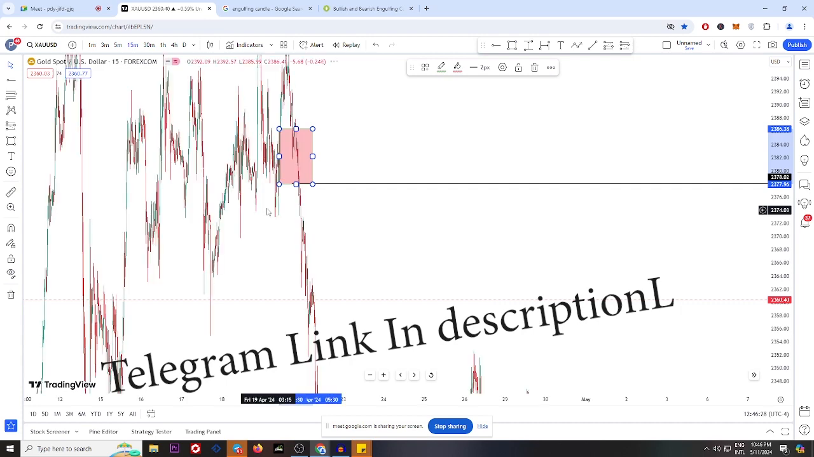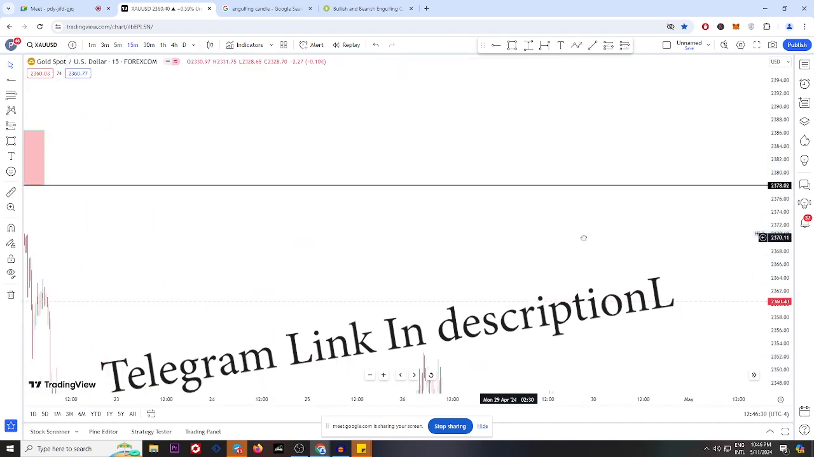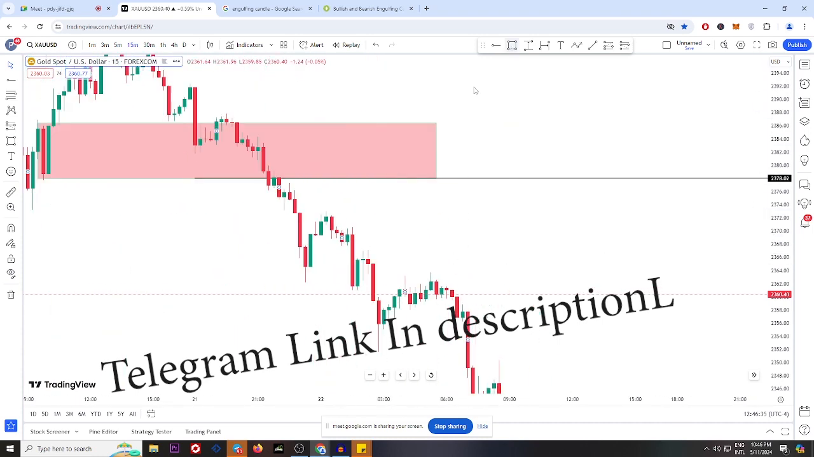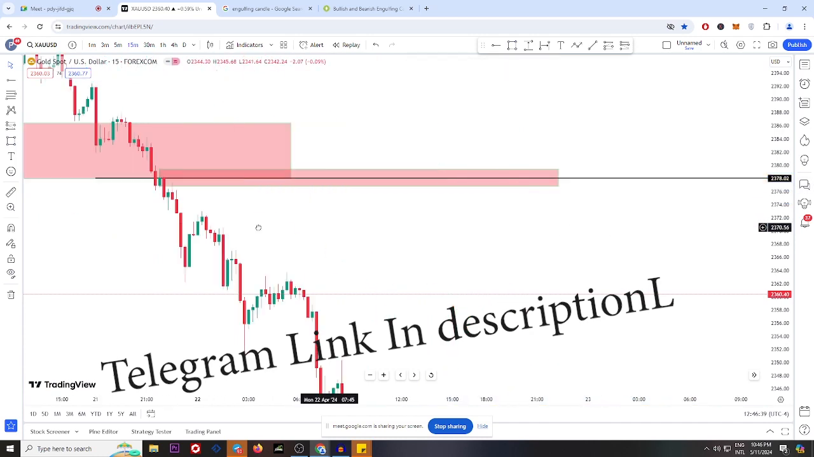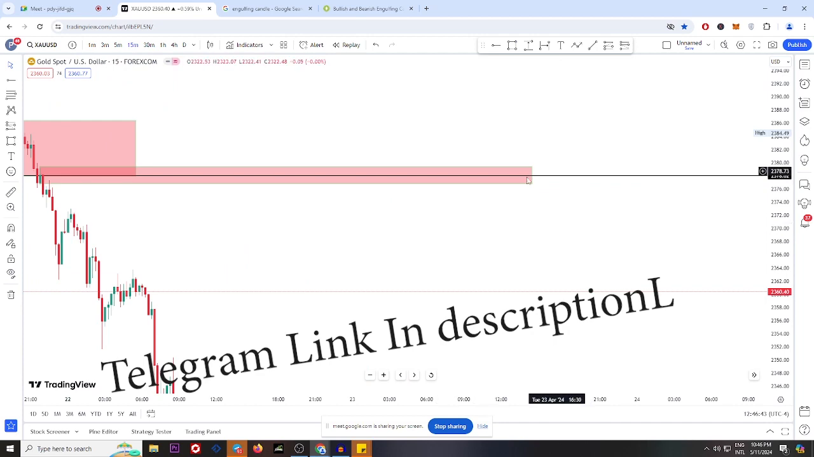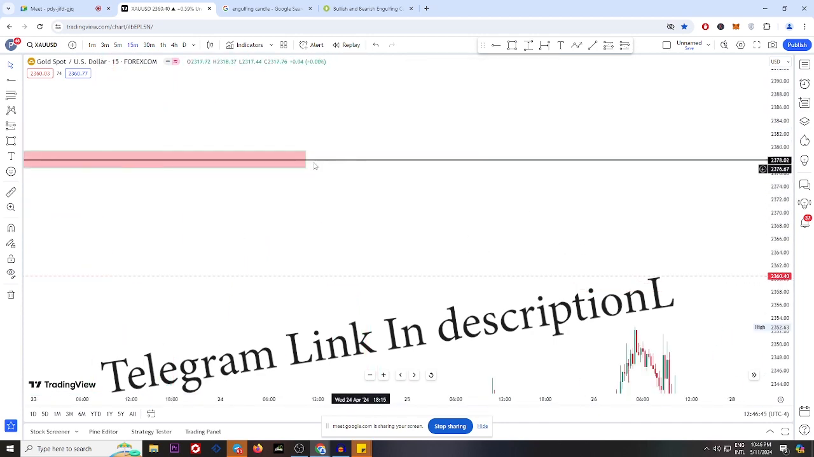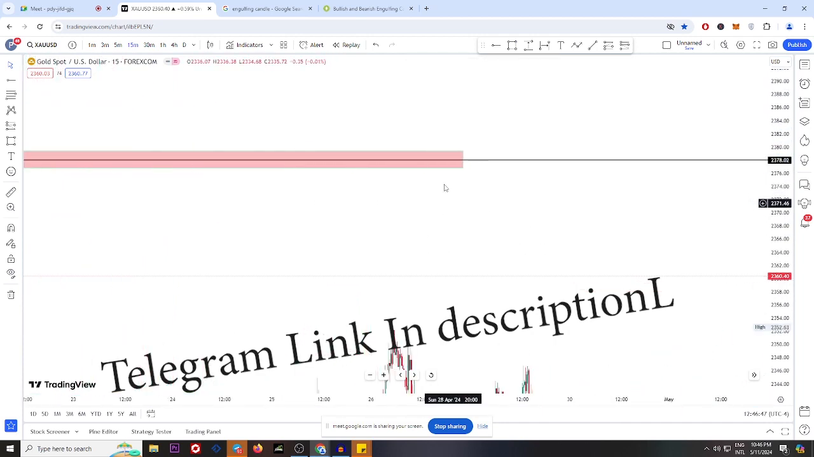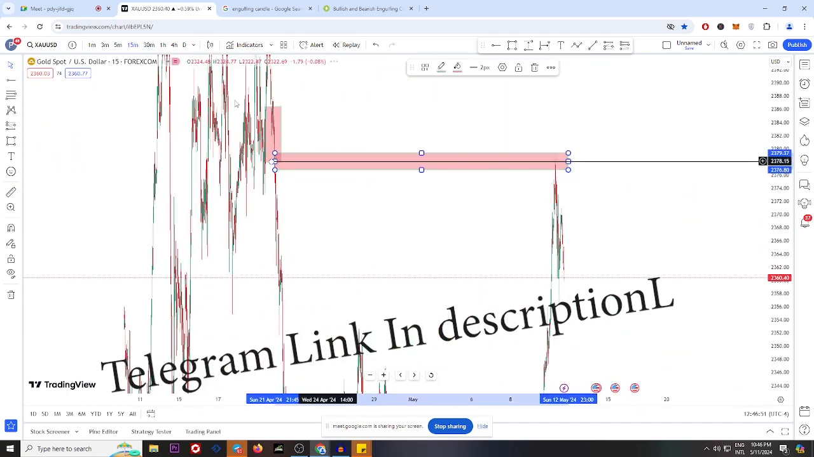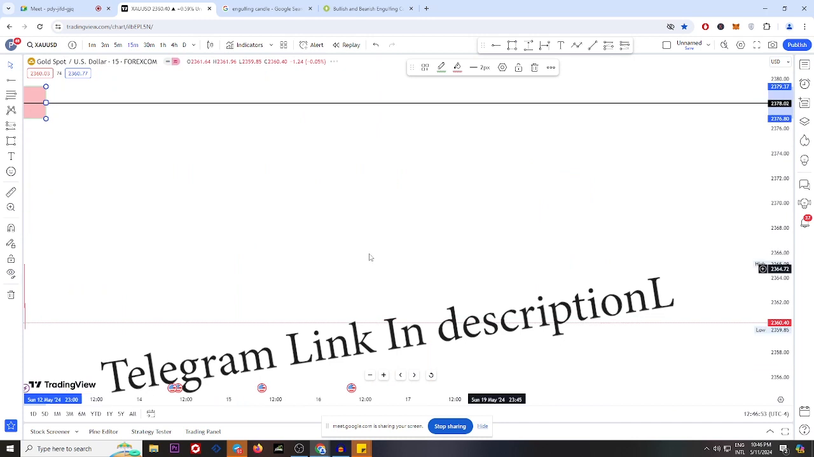Look, look, look what we have here, right? And what we expect when market comes back to your sell zone. And what happened here? Just give me a minute. And what happened here? Every single movement has a reason. Every single movement.